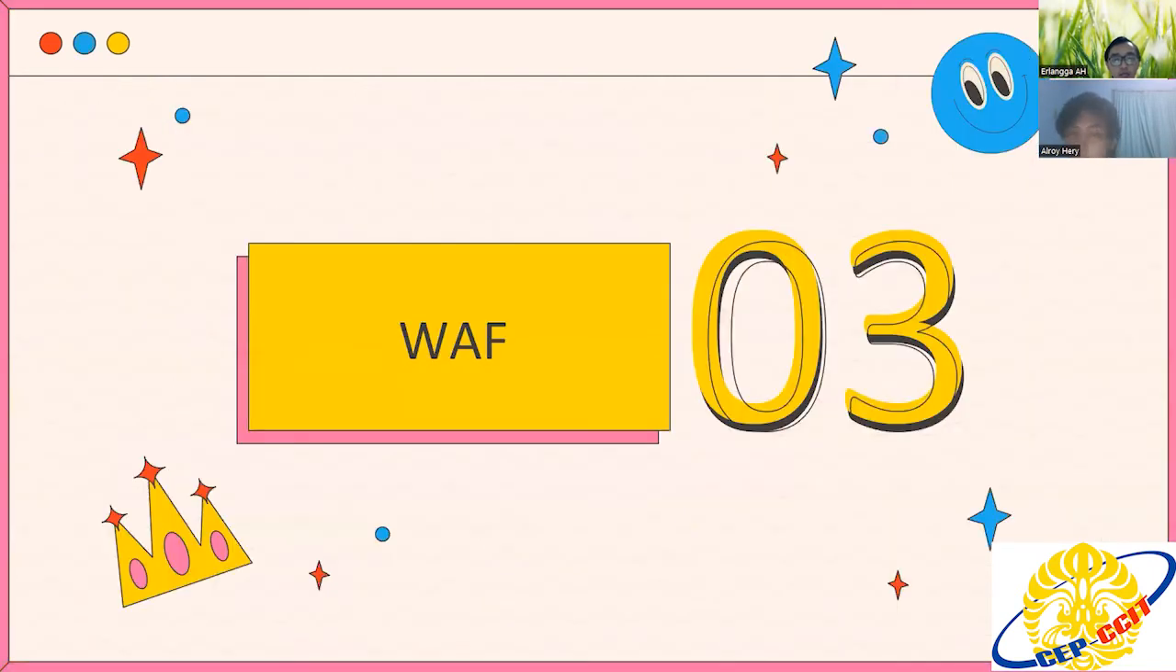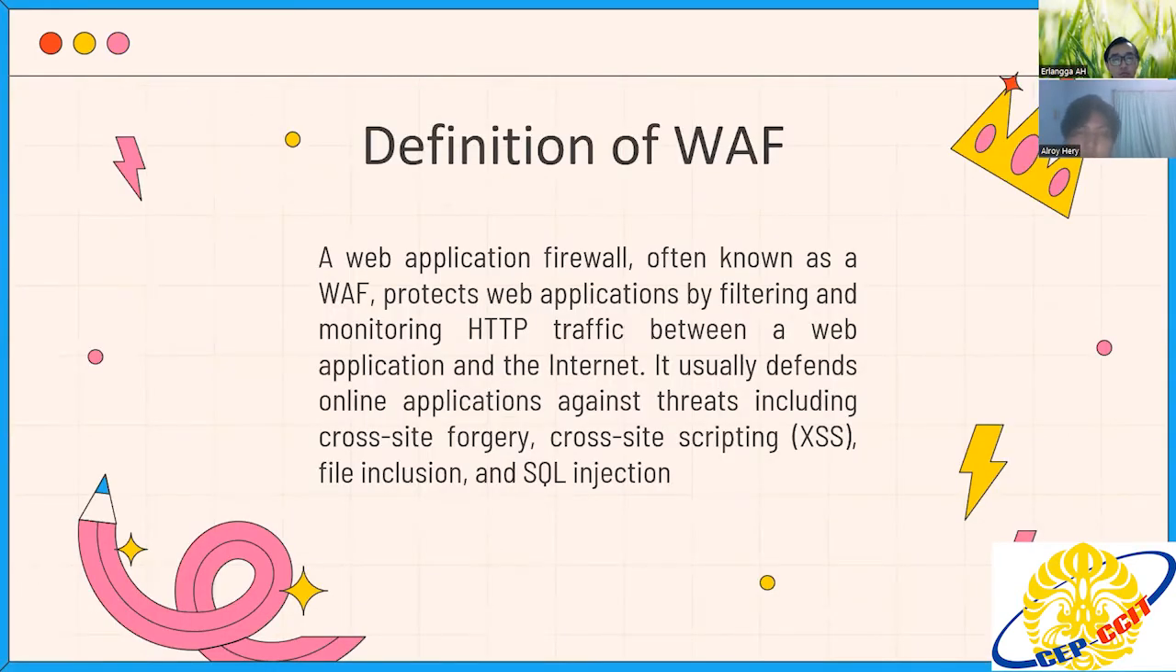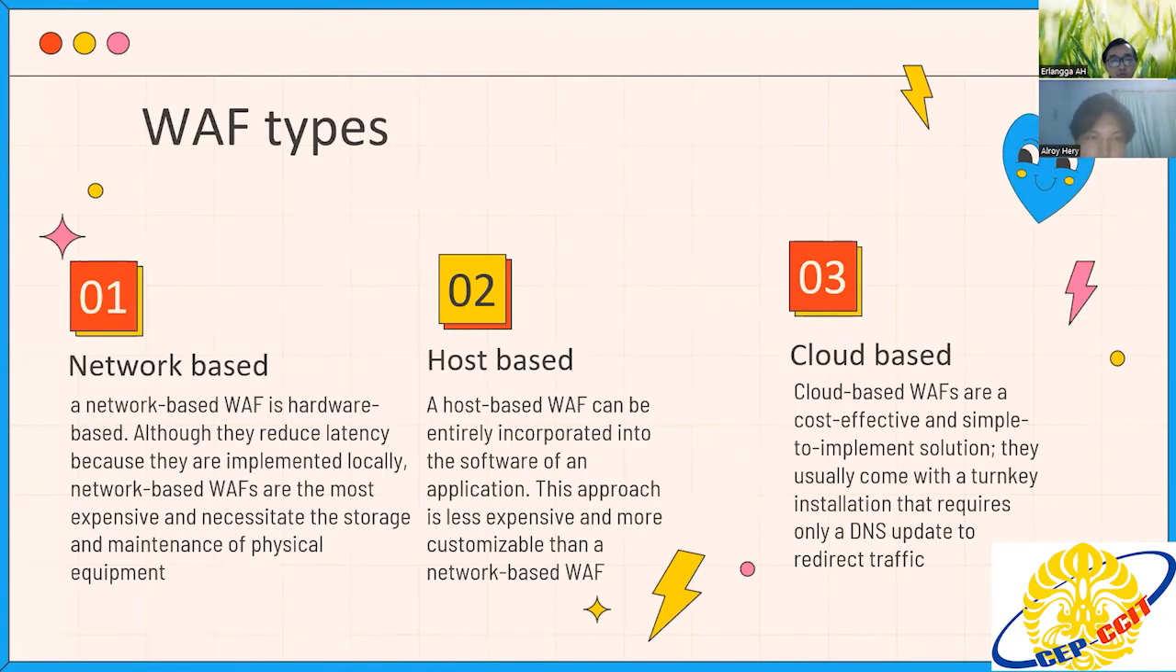The third one of the presentation is WAF. Web Application Firewall, often known as WAF, protects web applications by filtering and monitoring HTTP traffic between a web application and the internet. It usually defends an application against threats including cross-site forgery, cross-site scripting, file inclusion, and SQL injection. Now for the WAF types, there are three types. First one network-based, second one host-based, and the third one is cloud-based.